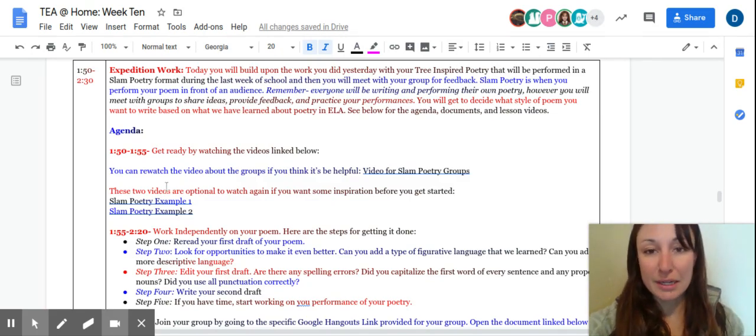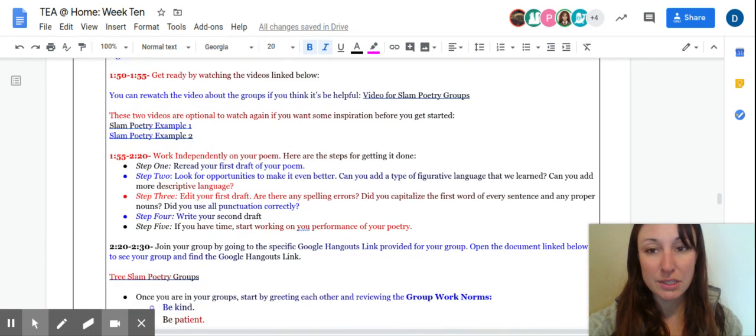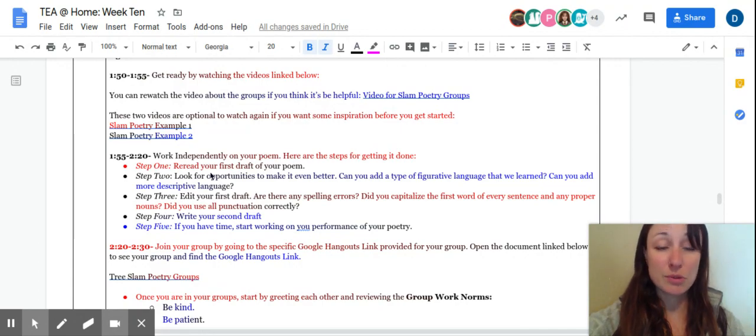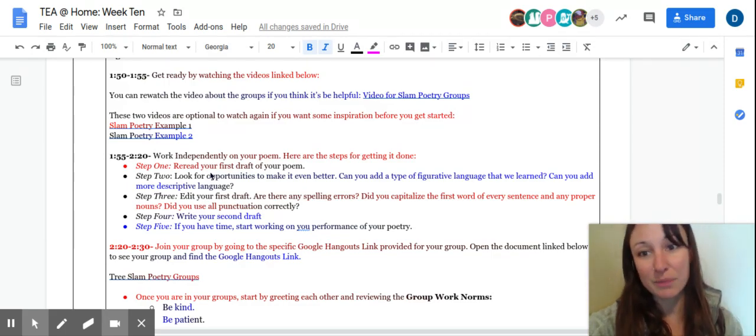With that being said, as you can see, the schedule isn't too different from yesterday. The biggest difference is a shift in perspective of what we're working on, right? Today I want you to reread the first draft of your poem that you completed yesterday and look for opportunities to make it better. Are there types of figurative language that you can use that you didn't use? Could you add more descriptive language to make it a little bit more vibrant for your reader?